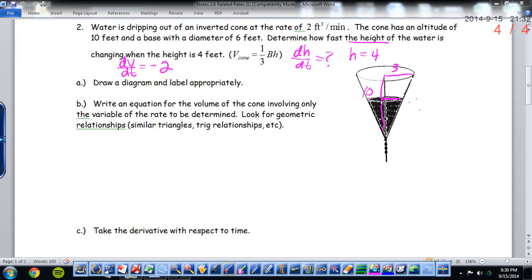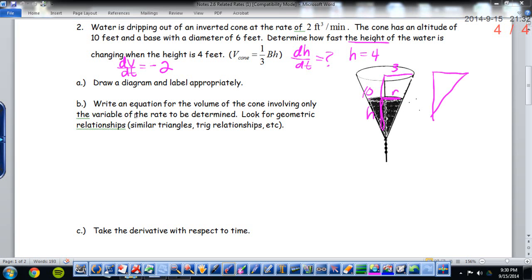Hopefully you remember this from an after party not too long ago, so at whatever level the water is, I'm going to call that h, and then I'm going to call this little segment r, the radius of the surface of the water.